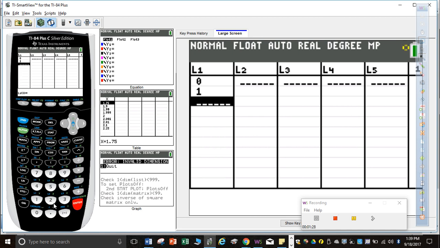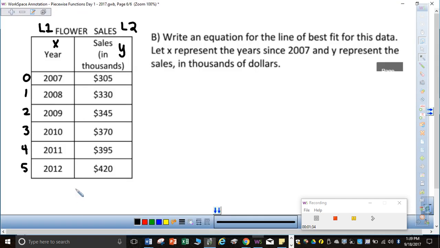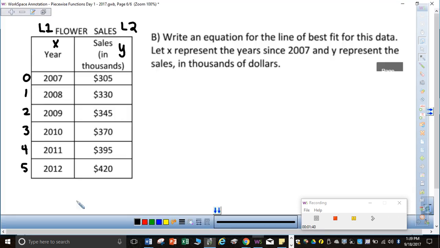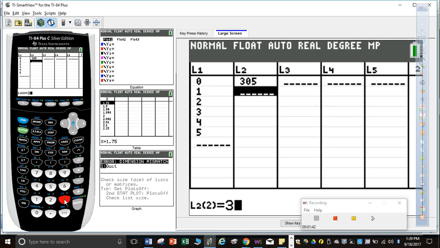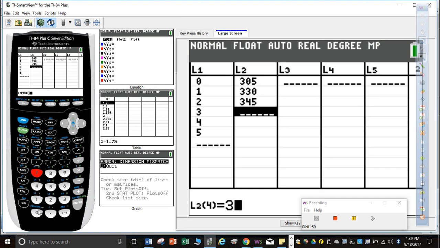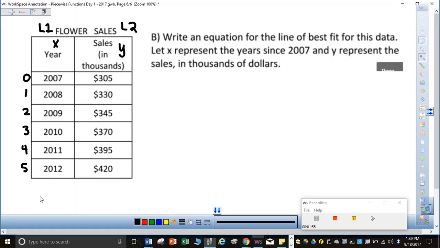We're going to type in our X values, our converted X values, to represent the years 2007 up until 2012. We're going to go back and type in our sales. 330, 345, 370, 395, and 420.